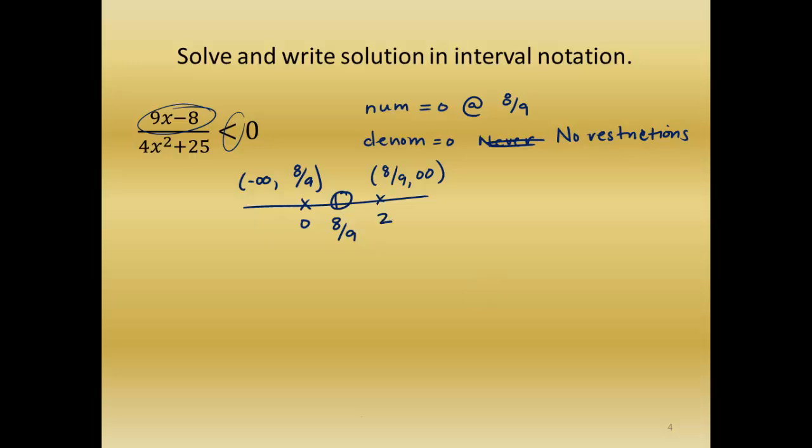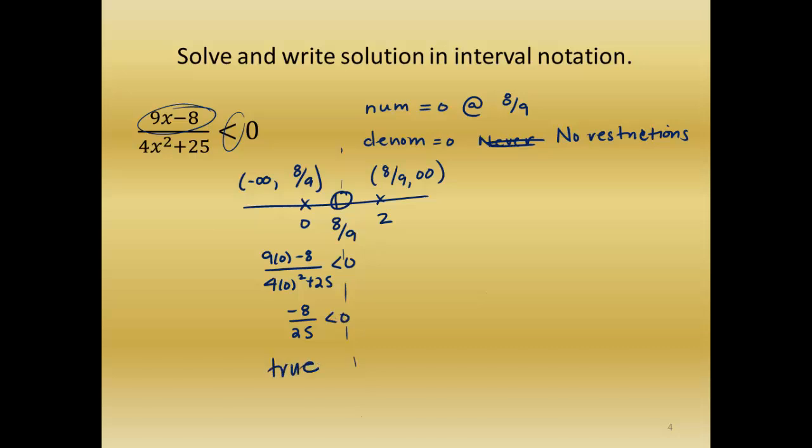Let's go ahead and substitute this in. So over here, if I do 9 times 0 minus 8 over 4 times 0 squared plus 25, the question is, is that less than 0? Well, the numerator is negative and the denominator is 25, so this is less than 0. This is true.